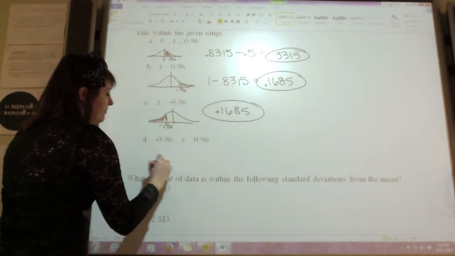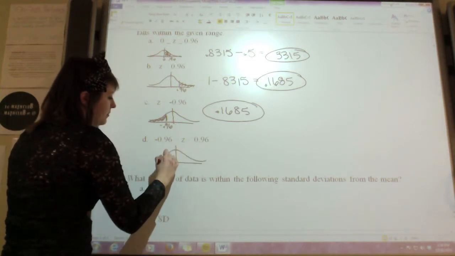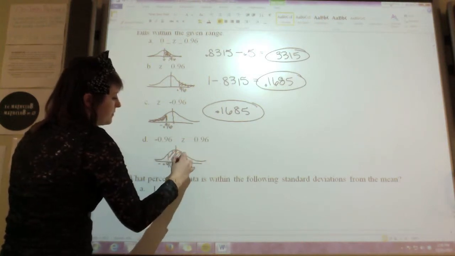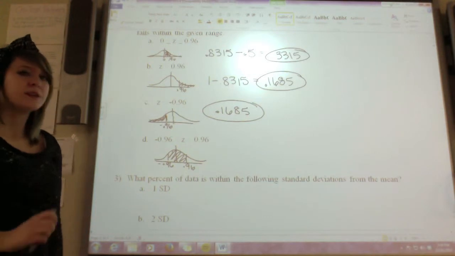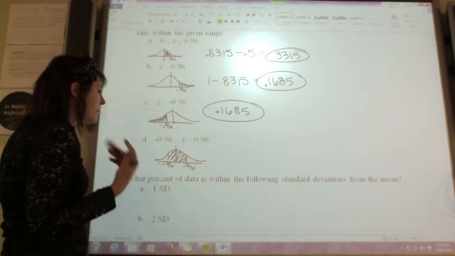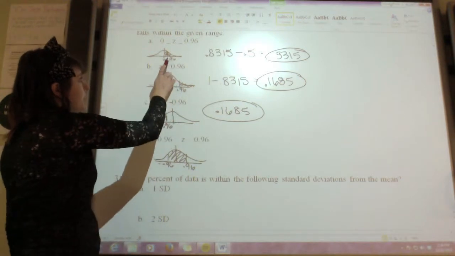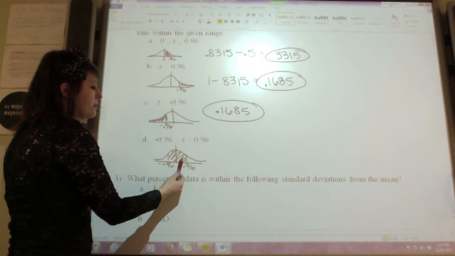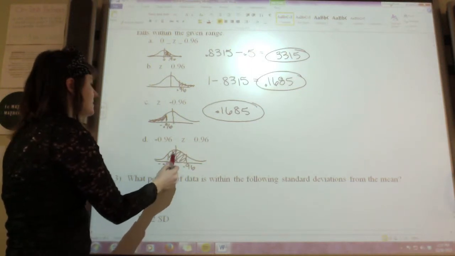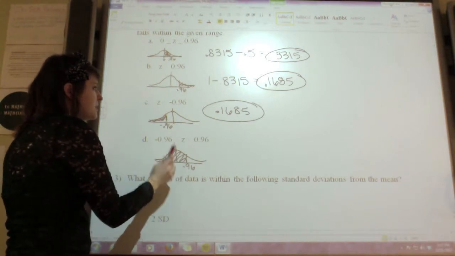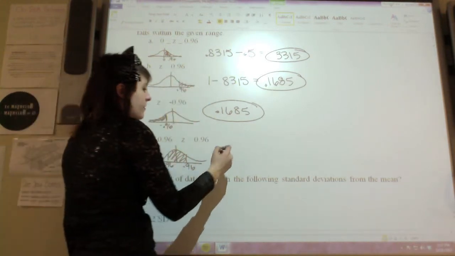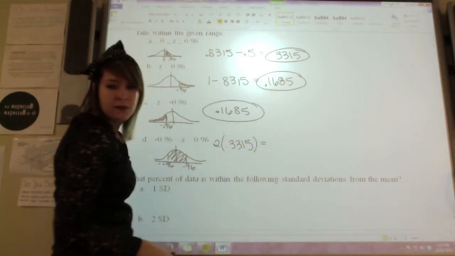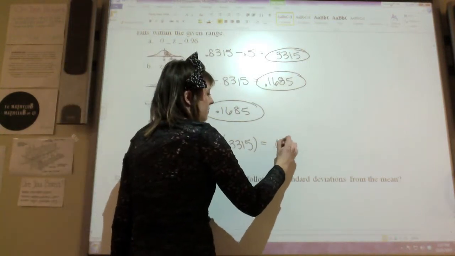And this last one here, I want to find everything between negative 0.96 and positive 0.96. So I'm looking for this area here. This is probably the trickiest type that you'll run into, but it's really not that bad because if you look up here, we found the area between 0 and 0.96. That would just be this area. Well, I know that symmetrically speaking, it's going to be the same thing over here. So if I just double this area here, 0.3315, that'll give me 0.663, which is going to be that entire area.